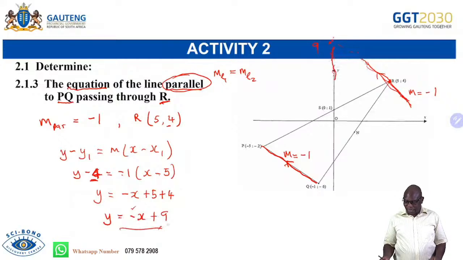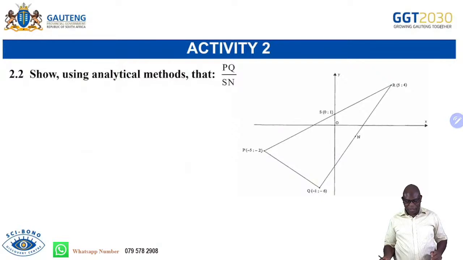All right. Now the next question. These are some of the questions that I know you, my boys and girls, skip. I think that should be PQ over SN equals 2. I think there's a 2 missing there.